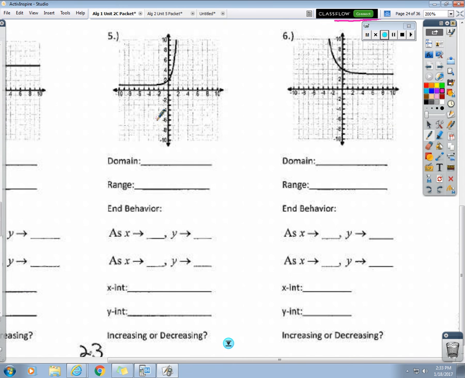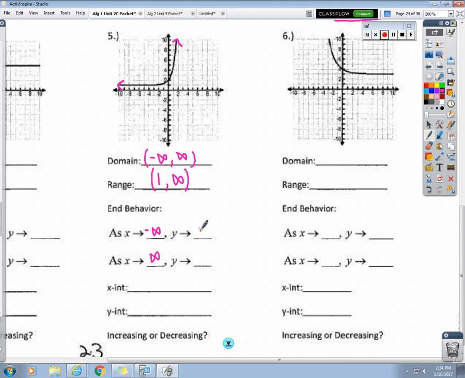Number 5, domain. Will this graph go left forever? Yes. Will it go right forever? Yes. As it's going up, it's also slowly inching over to the right. Will it go down forever? I don't see it going down forever. Why will it not go down forever? There's an asymptote. And where is the asymptote located? At 1. So isn't 1 the lowest it'll ever go? And what's the highest it'll go? Infinity.